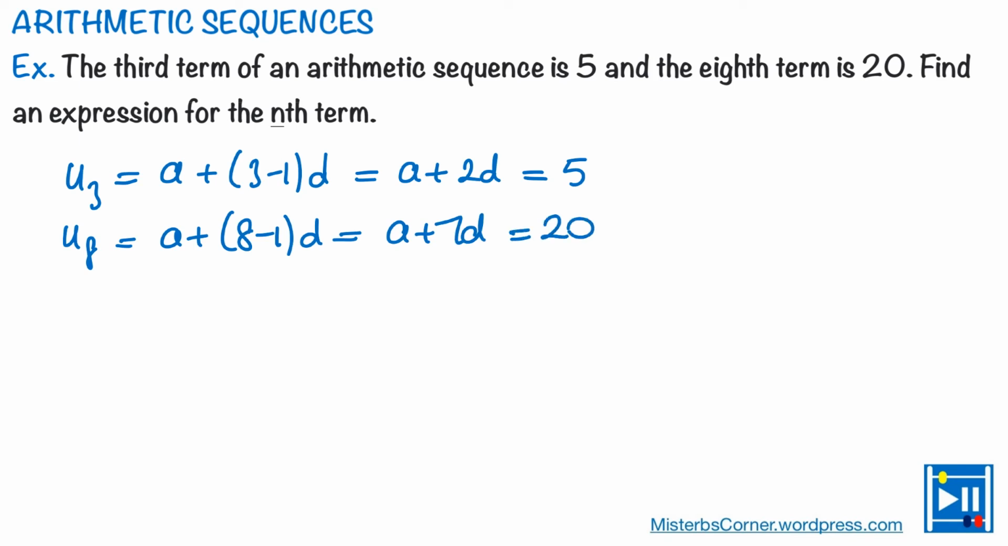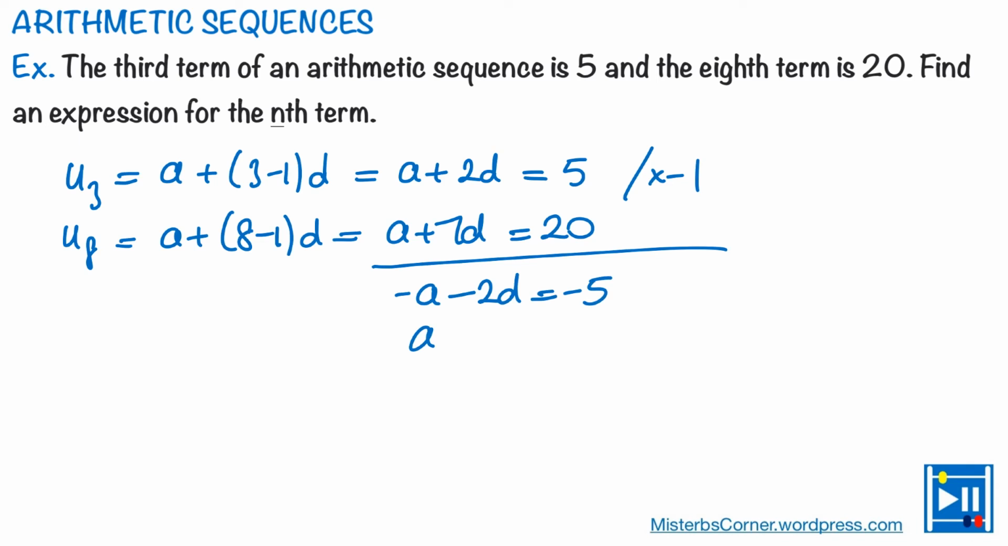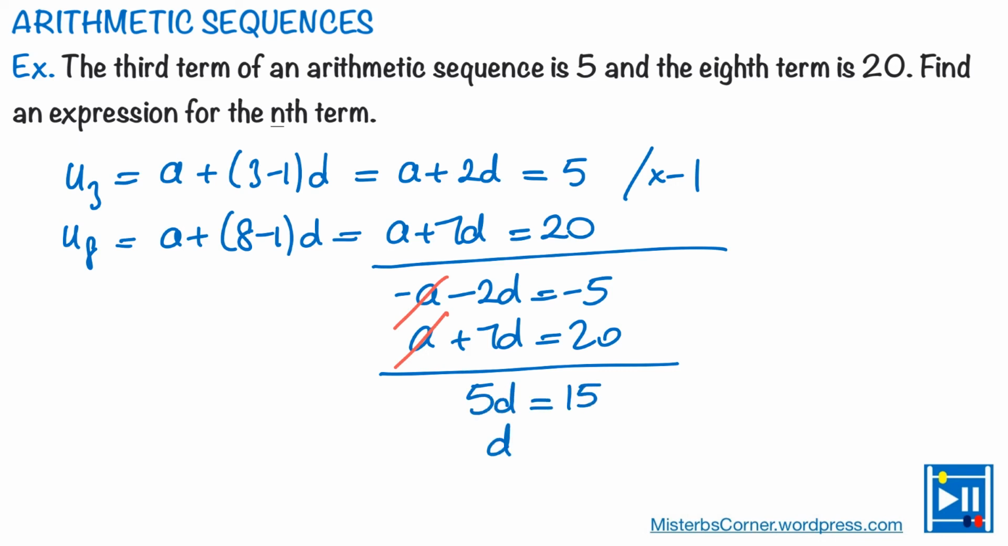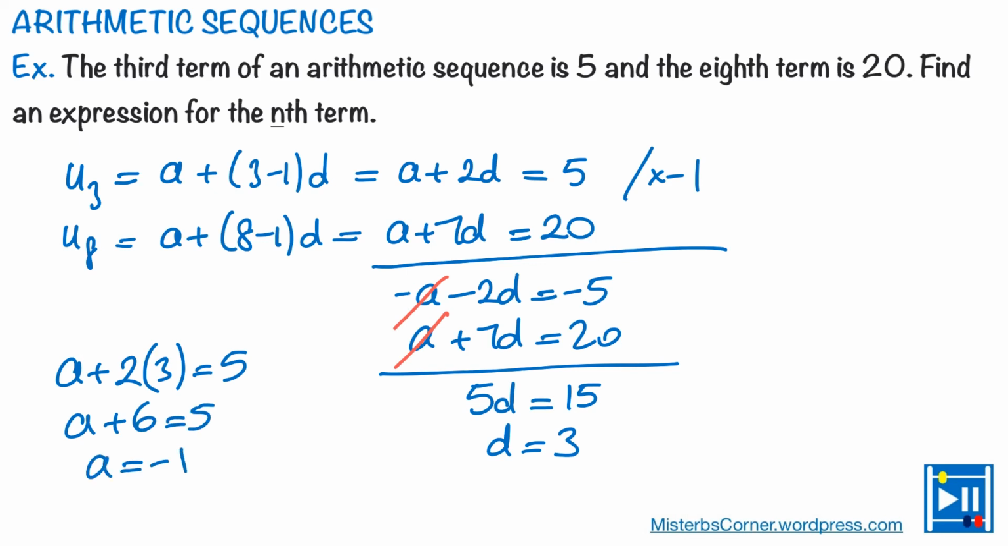Now this is nothing but solving simultaneous equations. If I multiply the first one by minus 1 and rewrite the equations, I'm going to have a simplified, right? It's going to be, these are cancelled, and 7d minus 2d will be 5d, which is 15. So from here I can end up with d being 3. And if d is 3, I can just substitute that value into one of the equations and find what a is, which is -1 in this case.